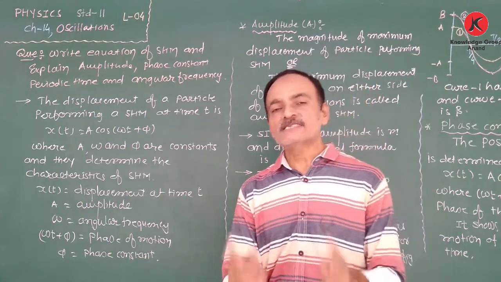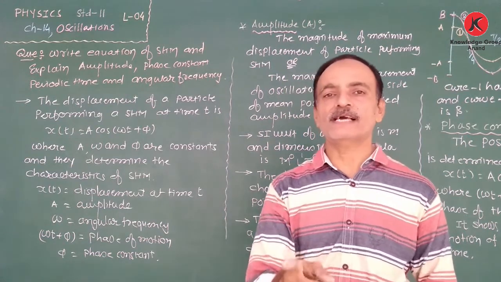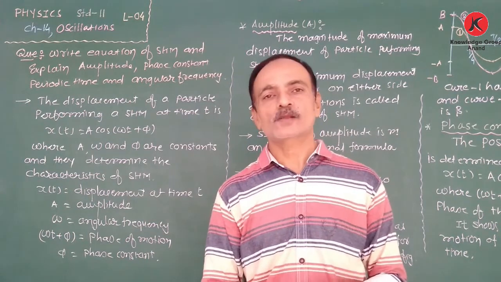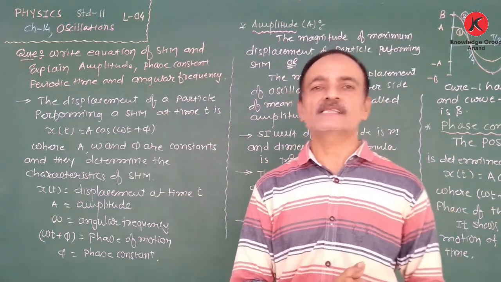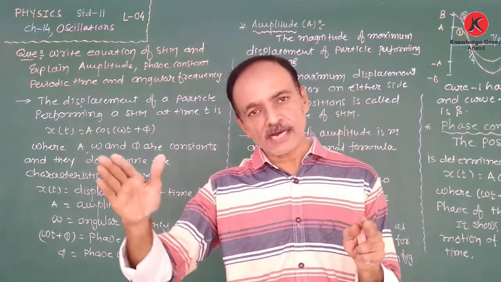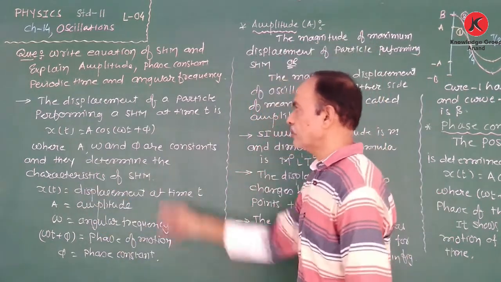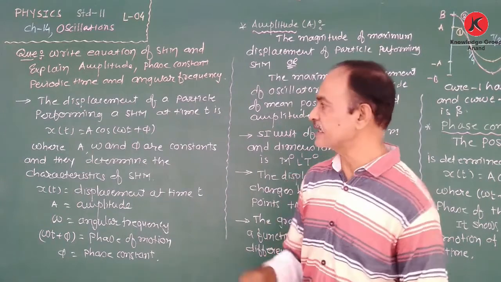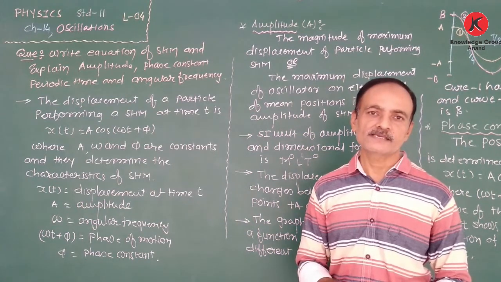Now, the displacement of a particle performing simple harmonic motion is represented by the mathematical periodic function x(t) is equal to A cos(omega t plus phi), or x(t) is equal to A sin(omega t plus phi). But generally, we represent this displacement as the cosine function because we start our oscillation of simple harmonic motion from one extreme point, on either side, the maximum point. Therefore, the displacement of a particle performing simple harmonic motion at time t is represented by this equation, x(t) is equal to A cos(omega t plus phi).